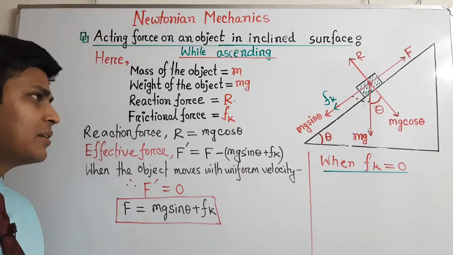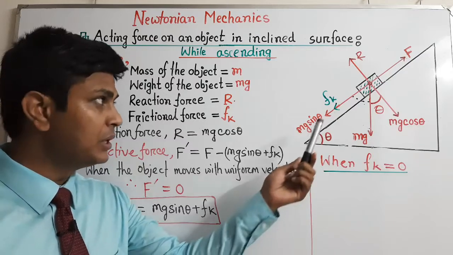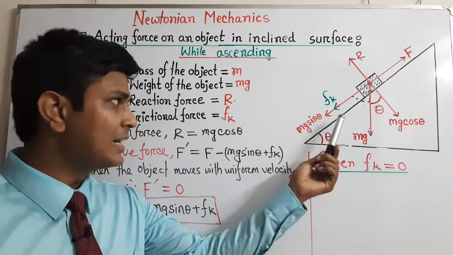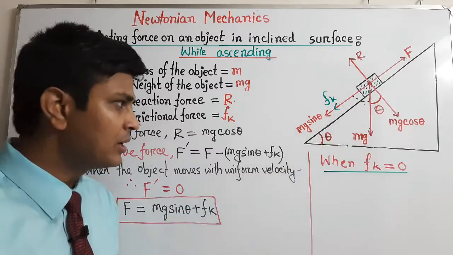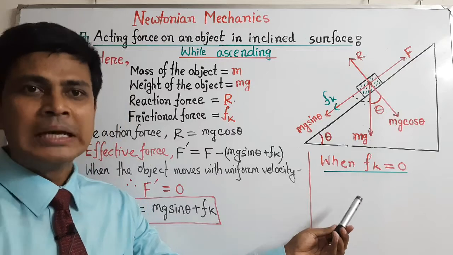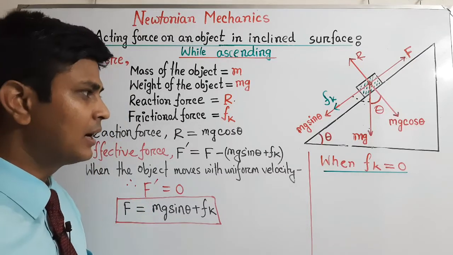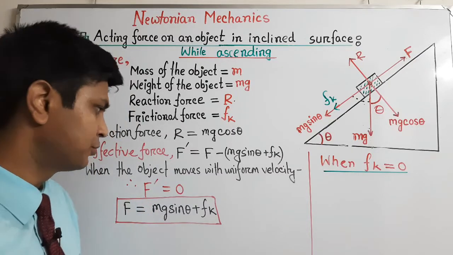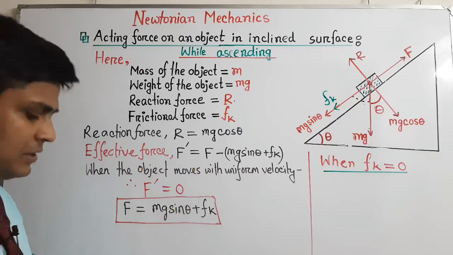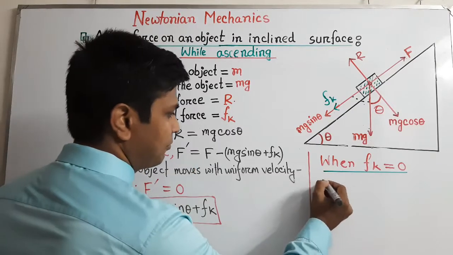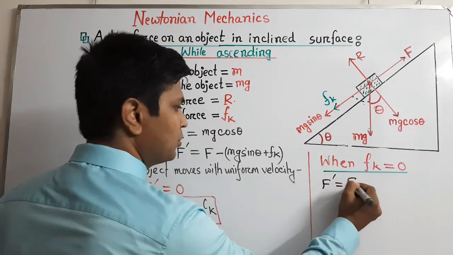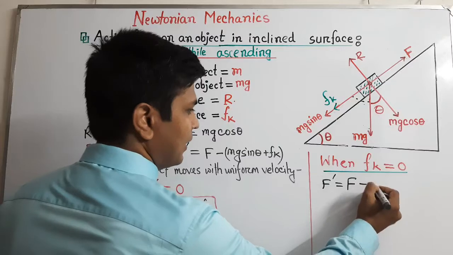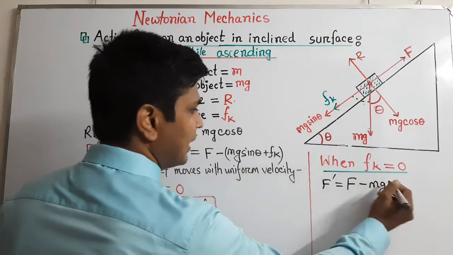Now if we consider there is no frictional force between the inclined surface and that object, so here the frictional force Fk will be 0. In that case we will get another formula of the effective force. In that case the formula of the effective force will be F prime equals F minus mg sin theta.